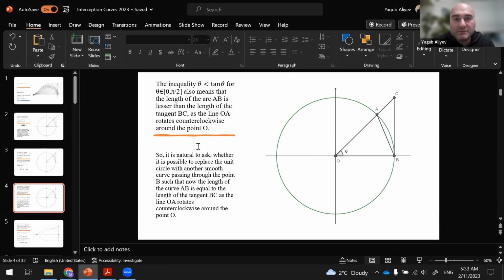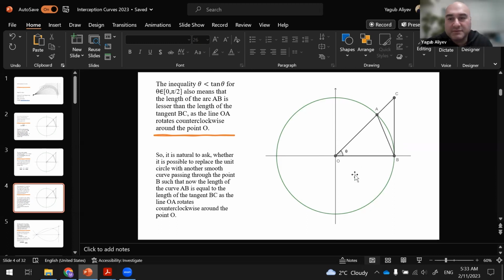Now, let us look at this part of the inequality, theta less than tangent theta. What does it mean from a geometric standpoint? It means that this green arc length is less than this black part of the tangent line.